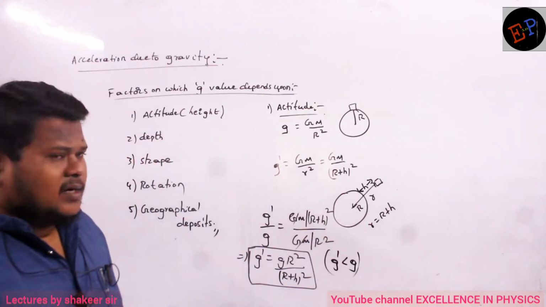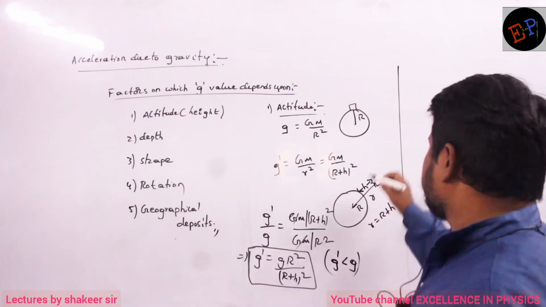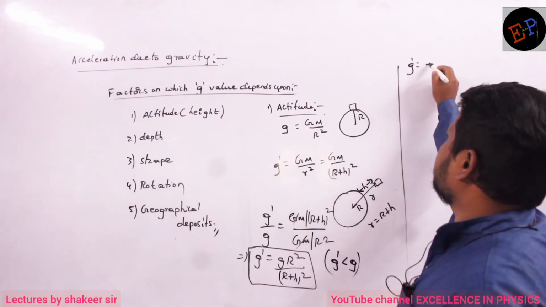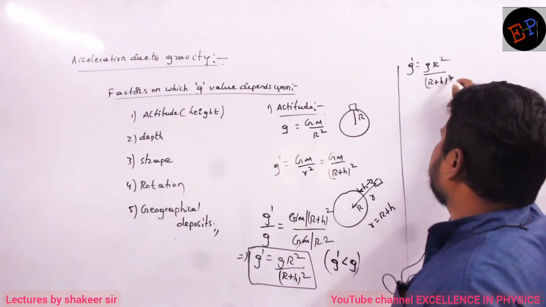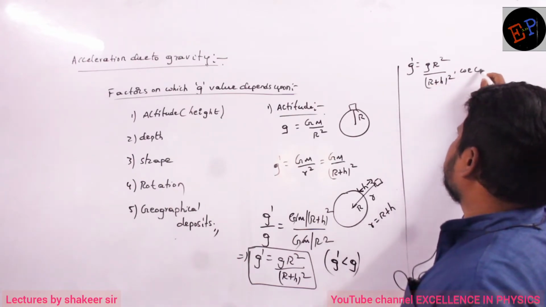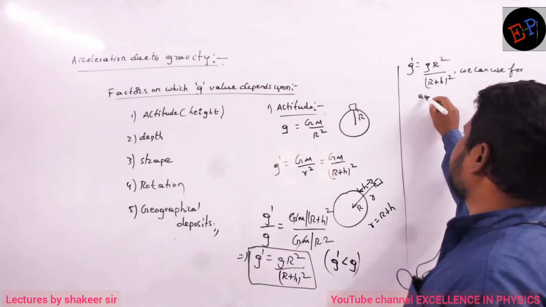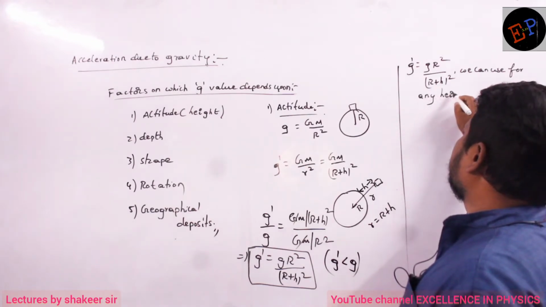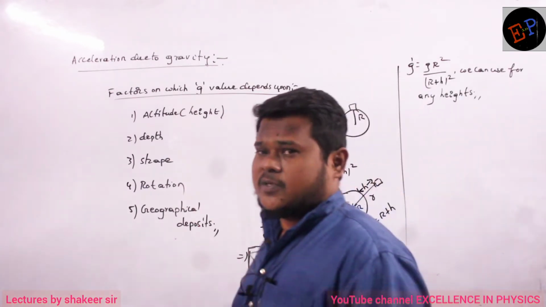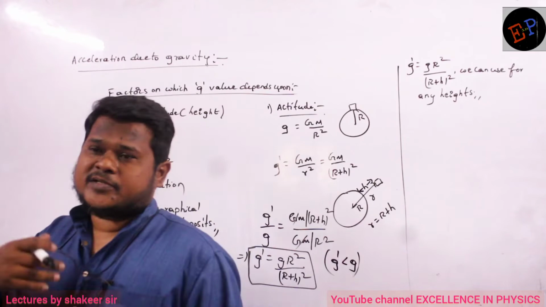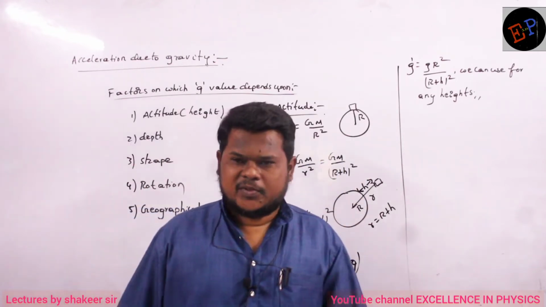And this equation g dash is equal to g R square by (R plus H) whole square, we can use for any heights. For any height you can use this one. Any height means whether the height is smaller or bigger, for any value you can use this relation. Are you able to understand?